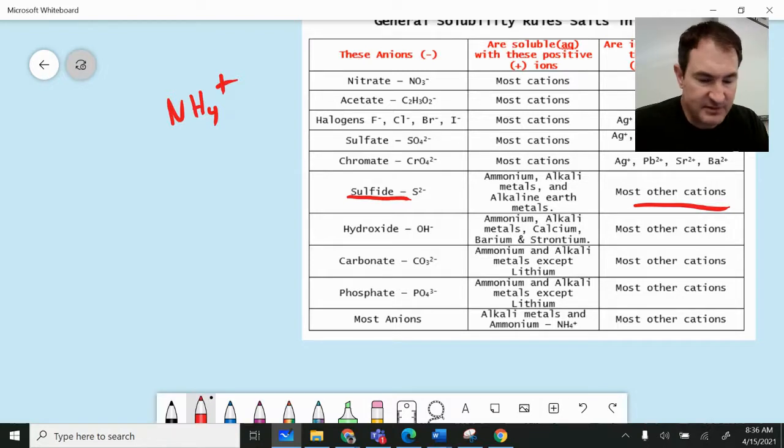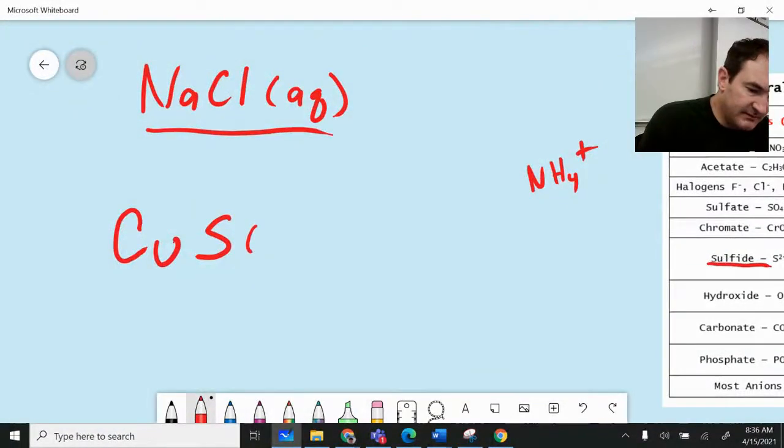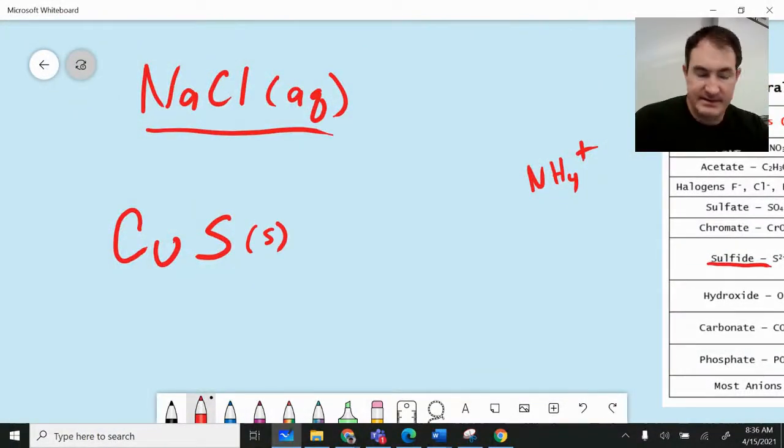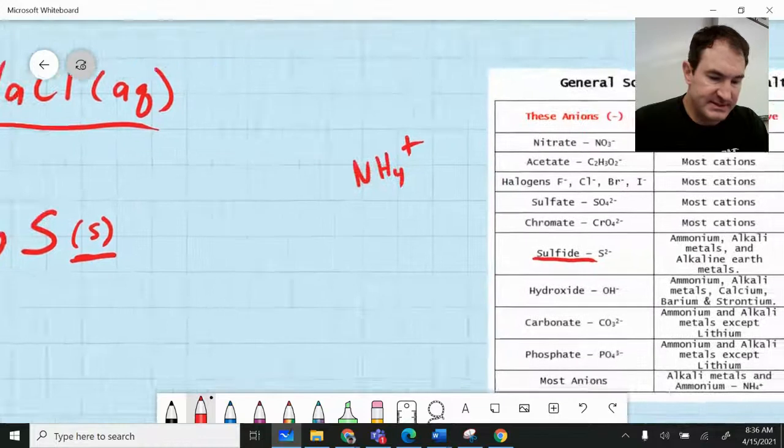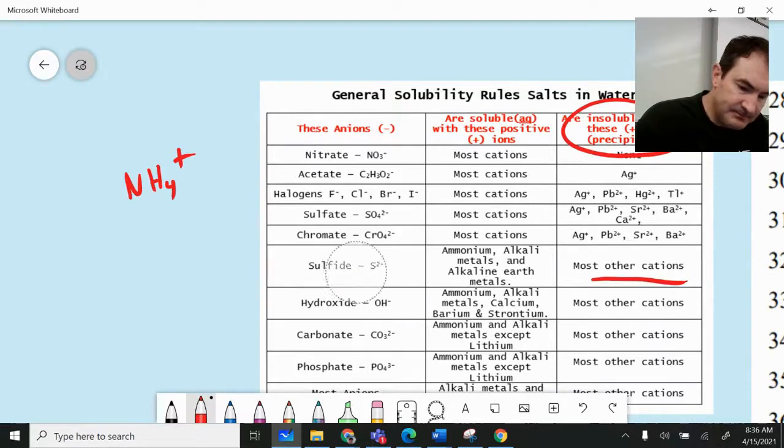So if I have copper sulfide in a reaction, it is not going to dissolve, okay? In a single or double replacement reaction, it's not going to dissolve. And so I'm going to put solid because it's insoluble, and it will stay as a solid because it can't dissolve. Okay. Let's look at another one.